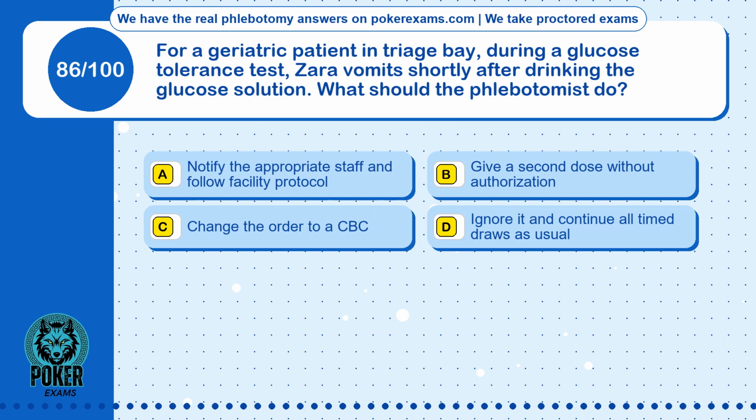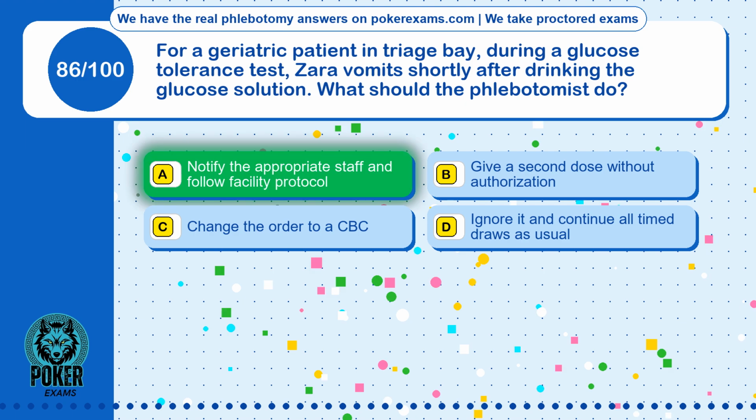Question 86. For a geriatric patient in triage bay, during a glucose tolerance test, Zara vomits shortly after drinking the glucose solution. What should the phlebotomist do? Option A. Notify the appropriate staff and follow facility protocol. Option B. Give a second dose without authorization. Option C. Change the order to a CBC. Option D. Ignore it and continue all timed draws as usual.